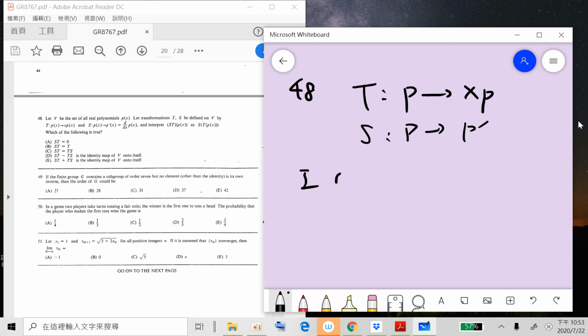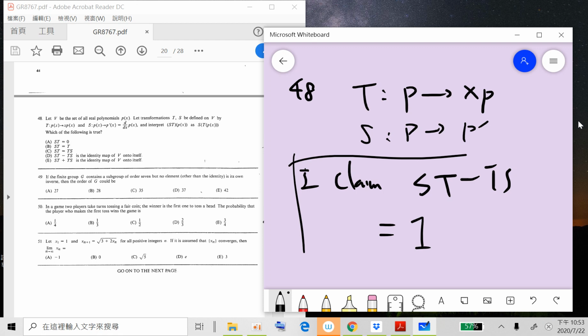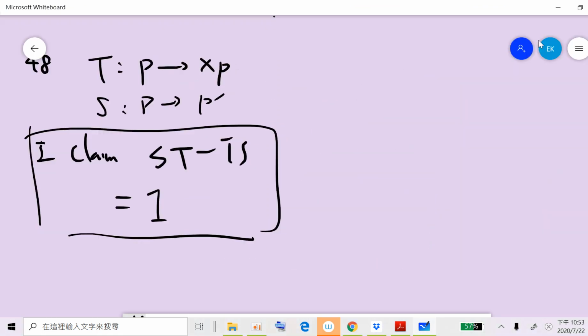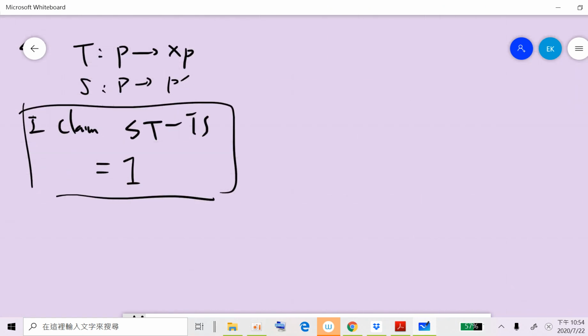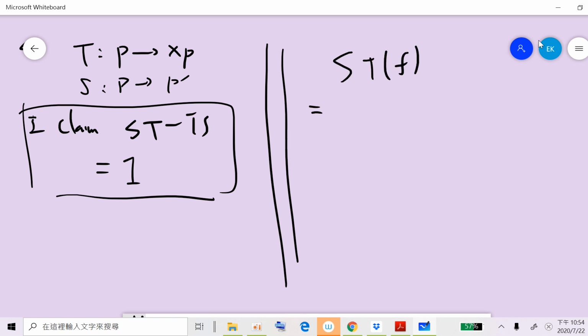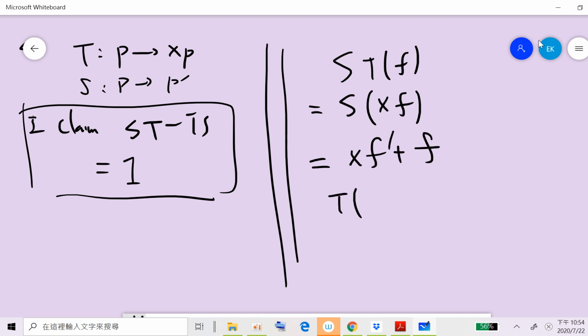So I claim ST minus TS is the identity. If you know quantum mechanics, then you know this is adopted from a quantum mechanics result, but I can prove this very quickly. ST of F is S of XF, and S is the derivative, so it is F plus X F prime. And TS of F is T of F prime, which is X F prime.